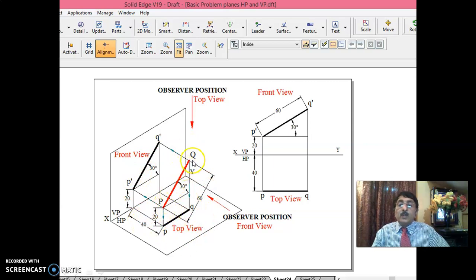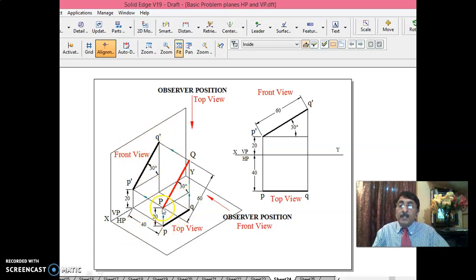The line is PQ, the red one. The line PQ has been kept in space in this position. How has it been kept? The line is inclined at 30 degrees to HP and is parallel to VP.